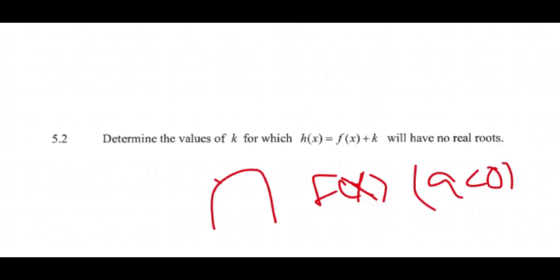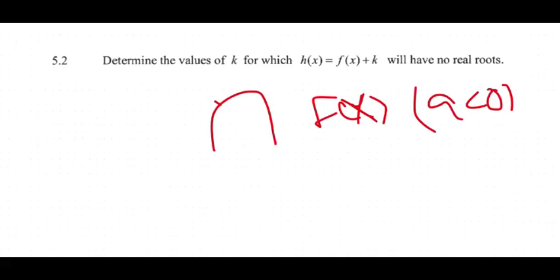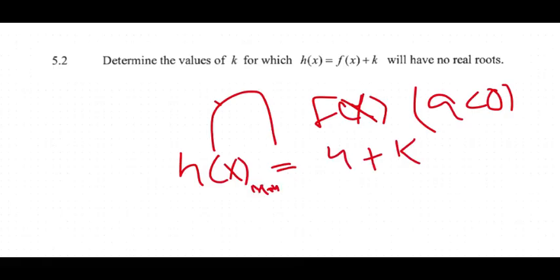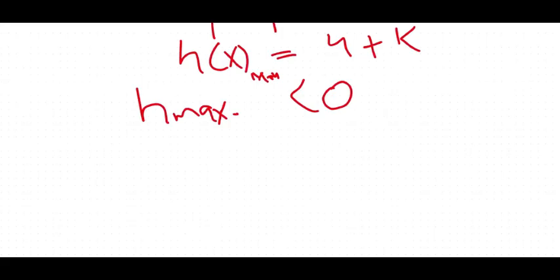So the maximum value of h of x is equal to 4 plus k. Okay, so for no real roots, we say that the maximum of h of x is less than 0. So we say that 4 plus k is less than 0, and k is less than minus 4. Okay, did you understand the answer? This is the required answer of this question.